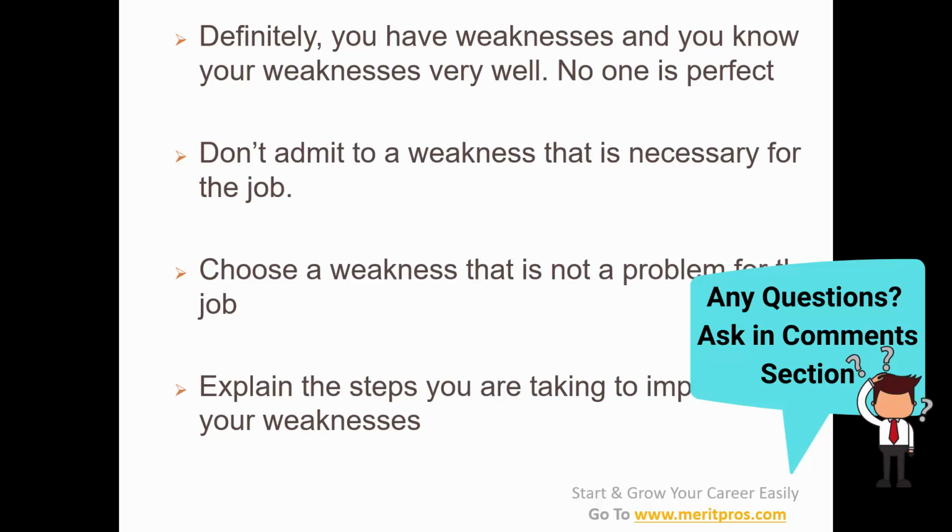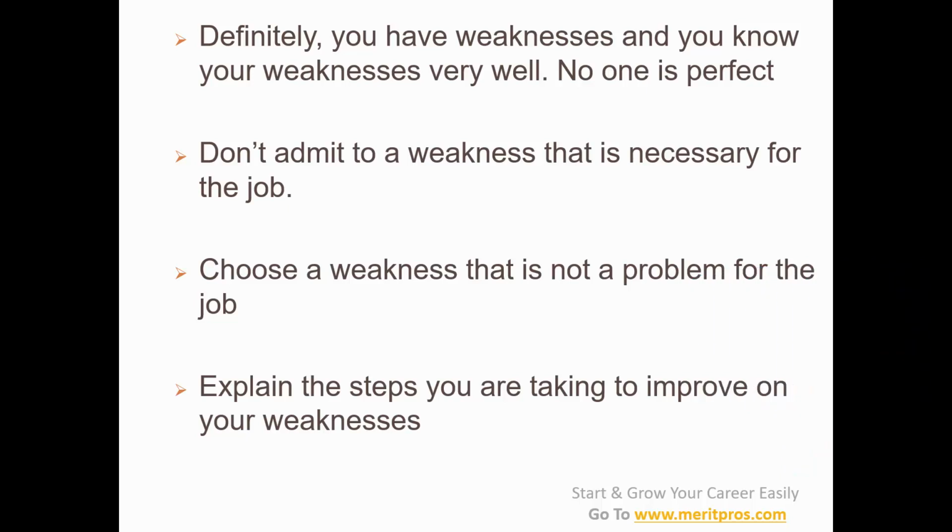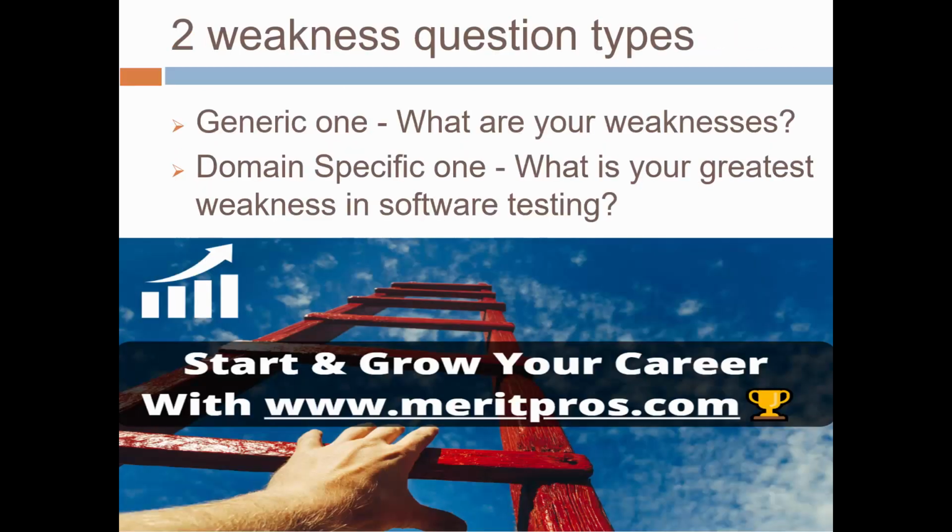First, don't admit to a weakness that is necessary for the job. If you are going for an automation tester role, then don't say you hate coding. Choose a weakness that is not a problem for the job. Then explain the steps you are taking to improve your weaknesses. So you can say, I'm taking these courses, or I'm practicing this, or I'm taking these actions to improve on the weaknesses.